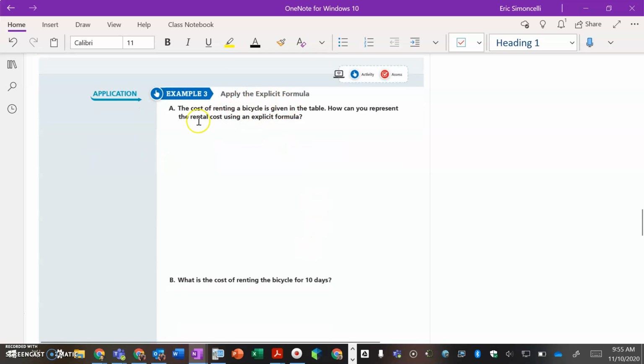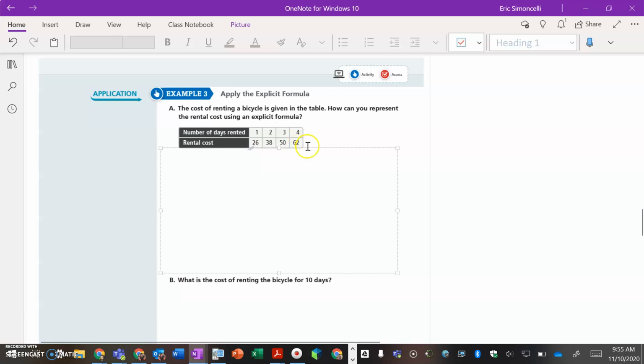Apply the explicit formula. The cost of renting a bicycle is given in the table. How can you represent the rental cost using an explicit formula? So let's take a look. Here's our table. We've got number of days rented versus the rental cost. So 1, 2, 3, 4 days measured against $26, $38, $50, and $62.